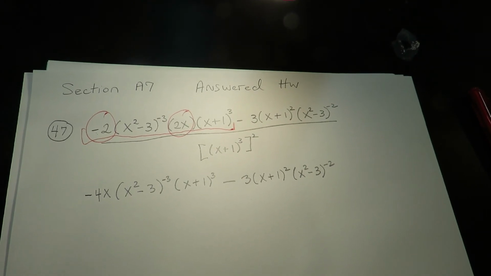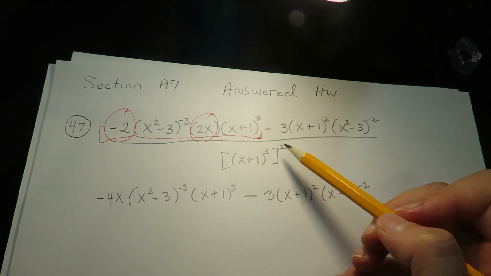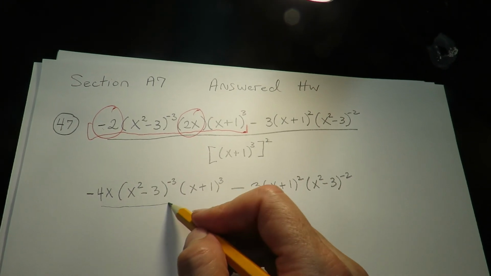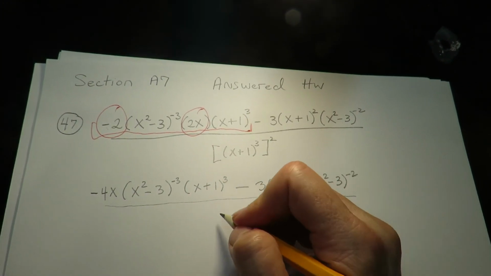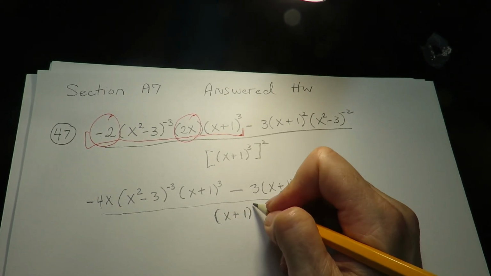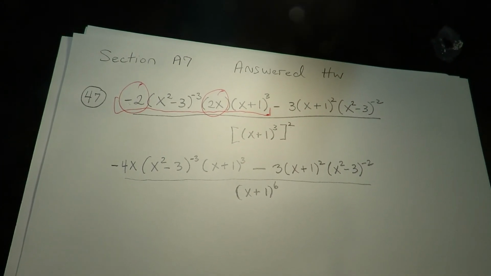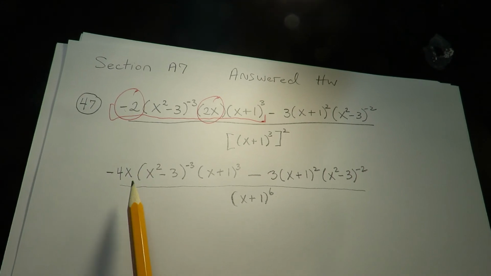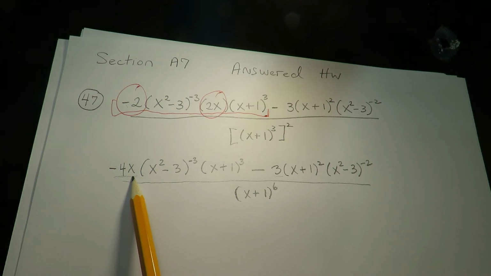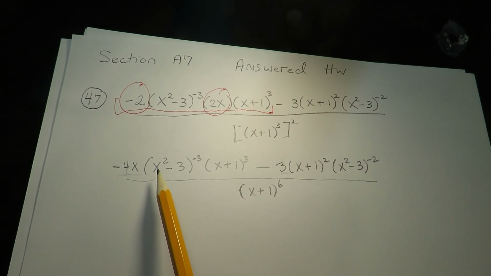Alright, and in the denominator, remember when you have an exponent raised to an exponent, that's multiply. So 3 times 2 is going to be 6. Okay, now I'm going to go in for the common factor. So the first thing I look at is the little monomial pieces in front. So a -4x and a 3 do not have anything in common. So I can't do anything there.